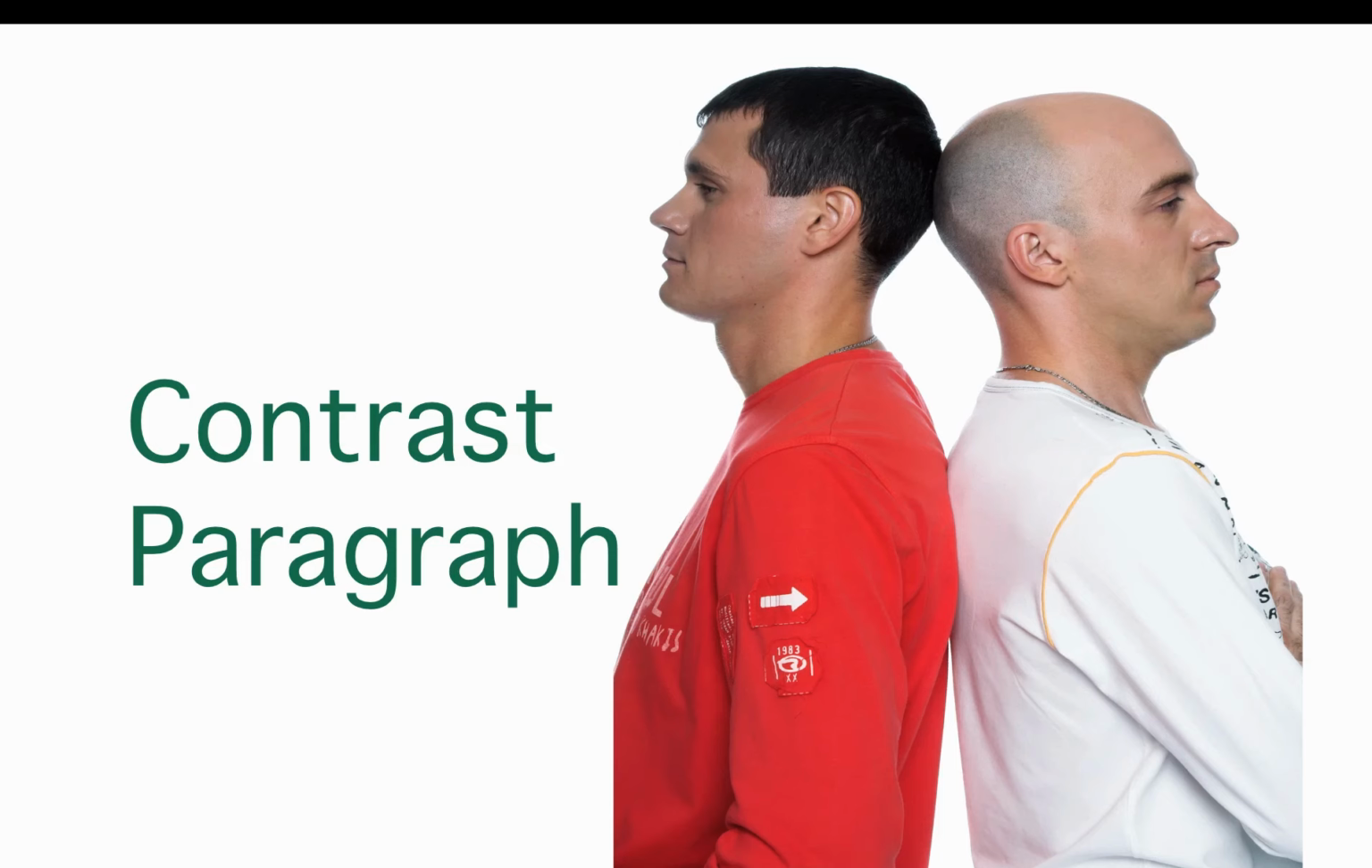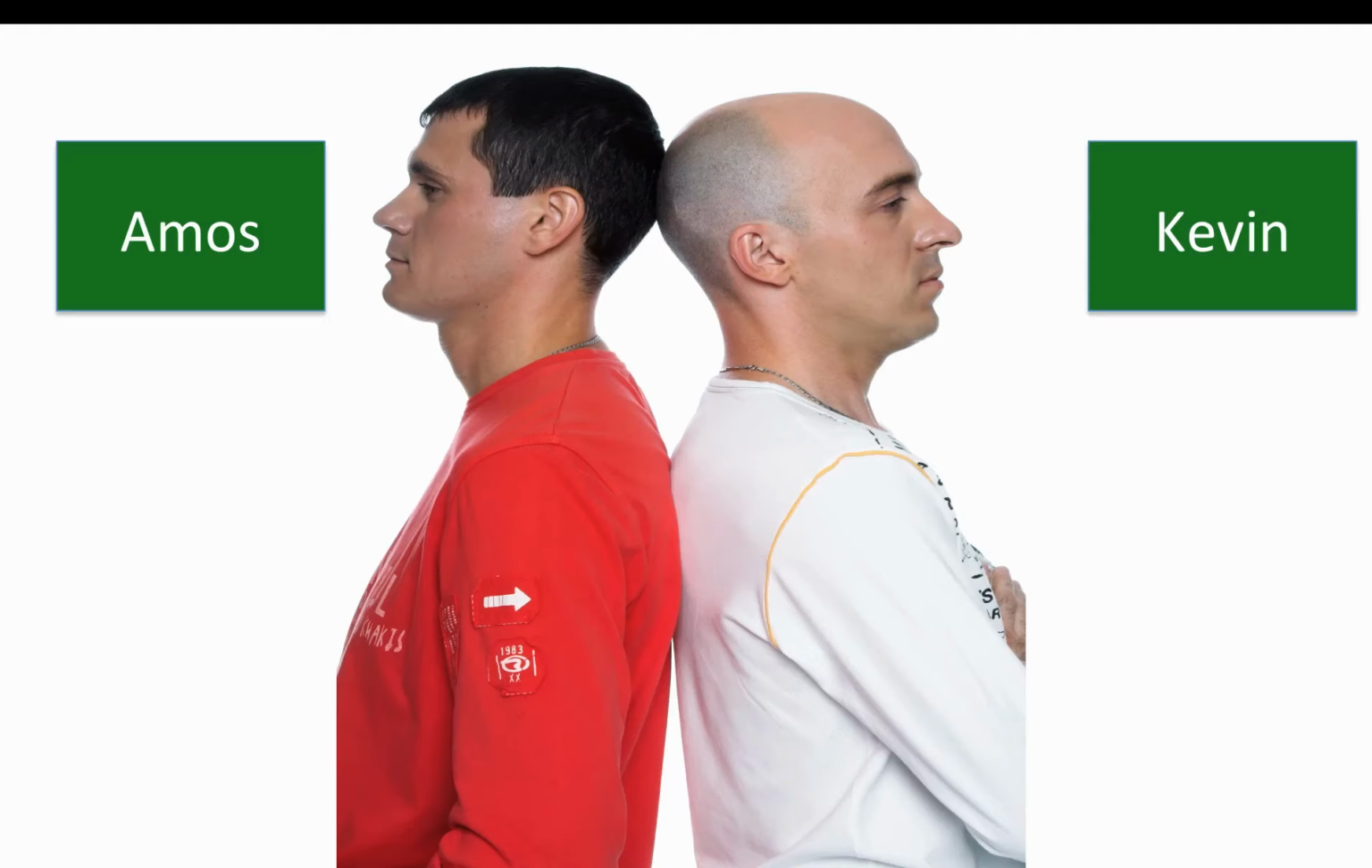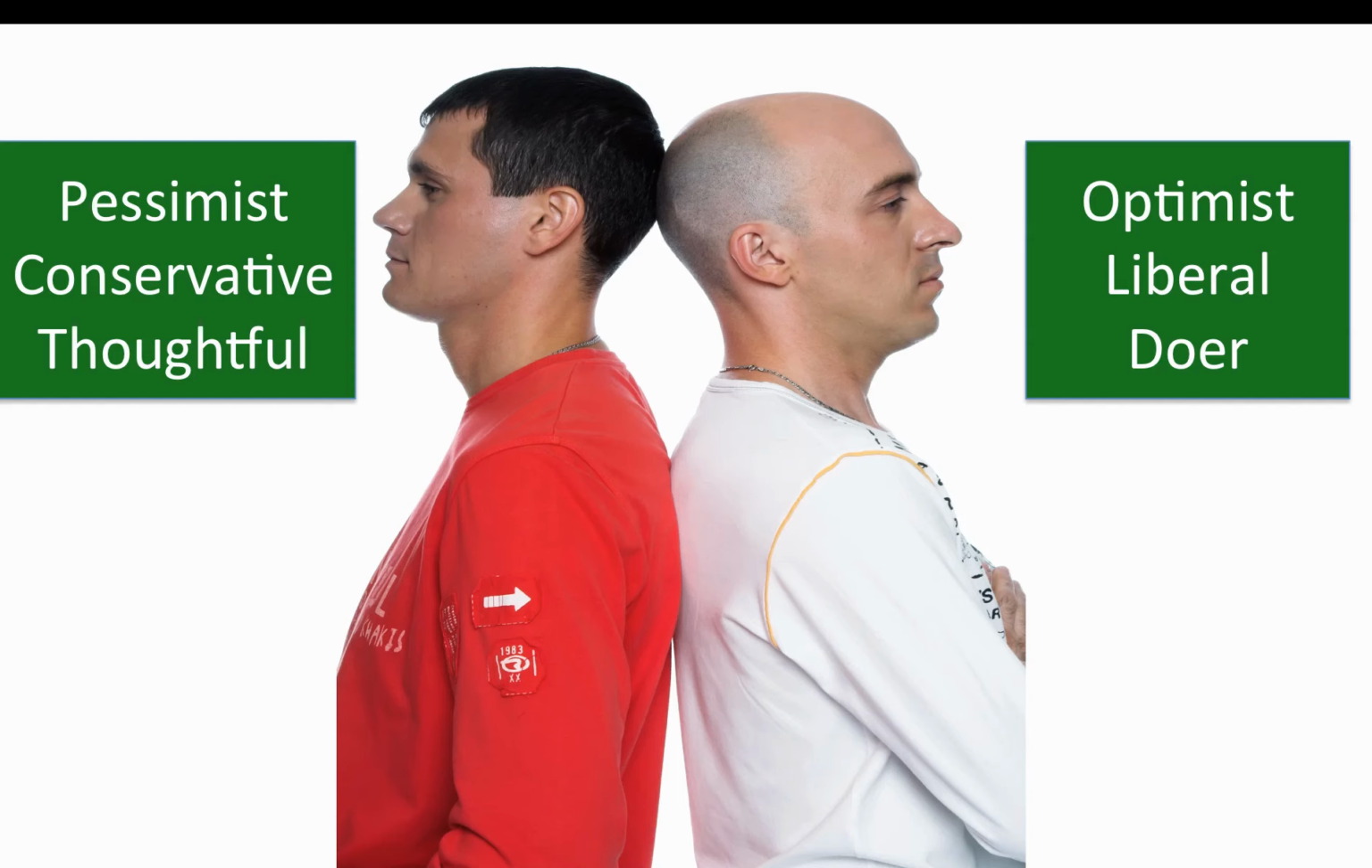Okay, in this video I'm going to introduce the contrast paragraph. In the contrast paragraph we focus on differences. We'll go back to Amos and Kevin and we will compare the two people. Amos is a pessimist, whereas Kevin is an optimist. Amos is a conservative, whereas Kevin is liberal, and Amos is thoughtful, while Kevin is a doer.